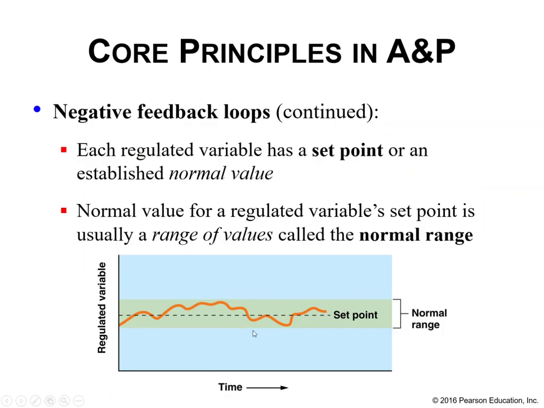But all of our negative and positive feedback loops are going to work to keep us at set point. So we have a normal range. We stay within that range. Anytime we start to deviate outside the range, then we will kick in a positive or negative feedback loop to bring us back to set point.